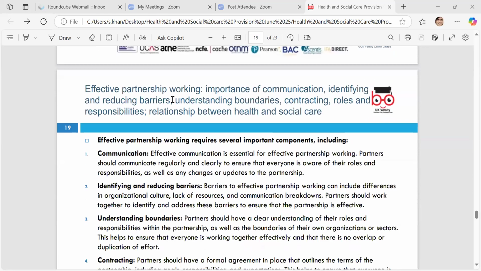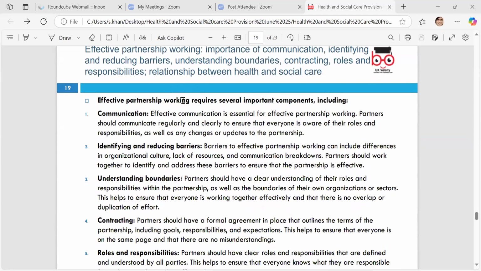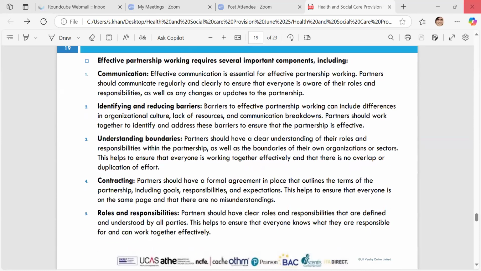Effective partnership working: importance of communication, identifying and reducing barriers, understanding barriers, contracting roles and responsibilities, and the relationship between health and social care. So effective partnership working requires several components, working together. The big one for me is strong communication. Again, why is it so important to communicate properly?